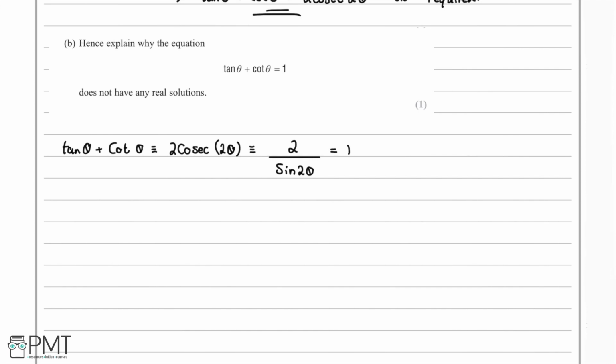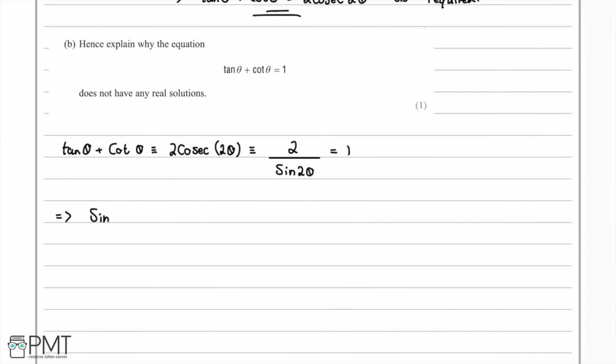So what we now need to do is rearrange this here and then have a look and see why there may not be any real solutions. So we can multiply both sides by sine 2 theta, which will give us that sine 2 theta is equal to 2. So now we're thinking, right, this is great. So we can then work out 2 theta is equal to sine minus 1 of 2. But we have a problem. We can't do this because no solution exists. So we need to think, why does no solution exist?